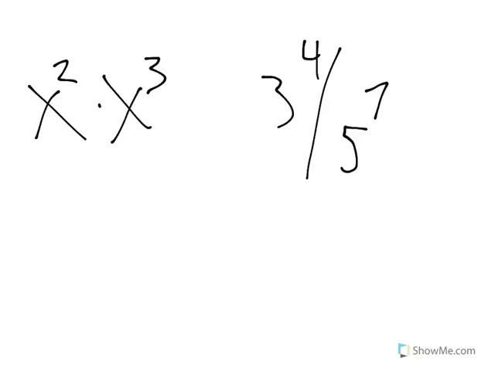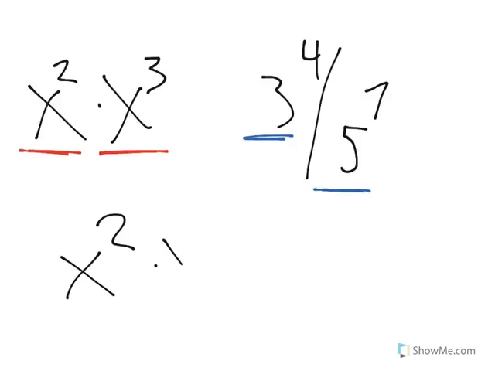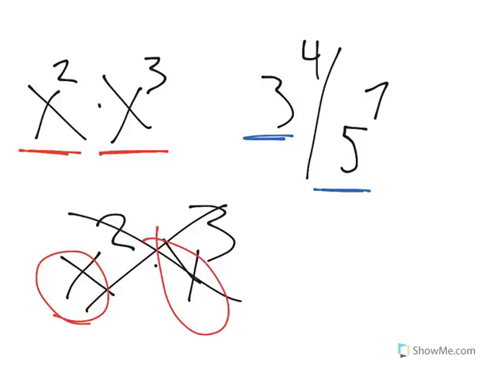In order to do this, we have to make sure that they have the same base. For example, if we wanted to do something like x squared times y cubed, that wouldn't work because they don't have the same base. So we'll be talking strictly about functions with the same base.